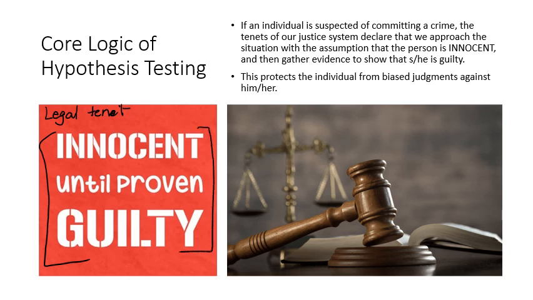Unless we have sound evidence that someone is guilty of a crime, we assume they're innocent and we don't commit them to jail. To read what it says up here, if an individual is suspected of committing a crime, the tenets of our justice system declare that we approach the situation with the assumption that the person is innocent, and then gather evidence to show that she's guilty. This is designed to protect the individual from biased judgments about him or her or against him or her. We always assume the person is innocent, and that's the way it should work.